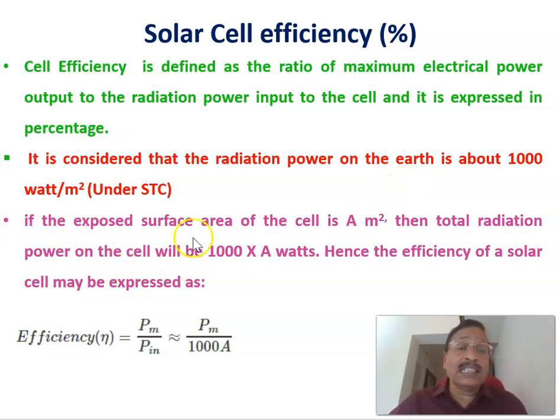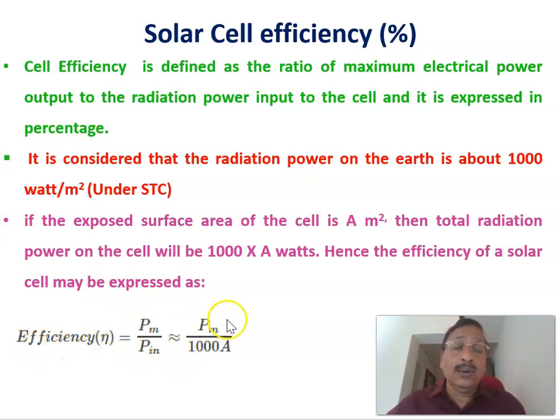Therefore, if the exposed surface area of the cell, the solar panel area, is A meter square, then the total radiation power on the cell will be 1000 watts per meter square under STC. If the panel area equals A meter square, then 1000 into A watts is the solar power input, or sun power input. Hence, the efficiency of the solar cell may be expressed as the maximum electrical power output, divided by the maximum solar input. That ratio we call the efficiency of the solar cell.